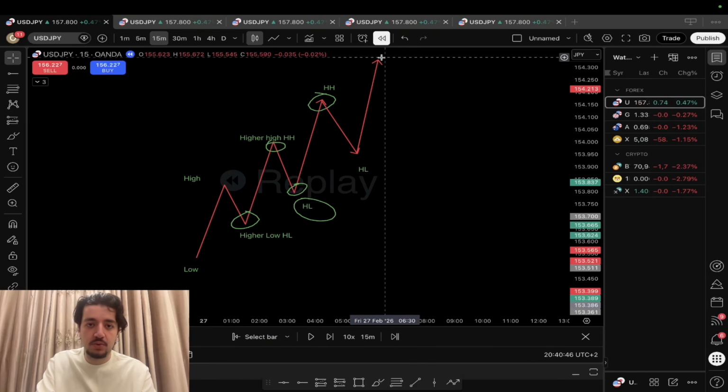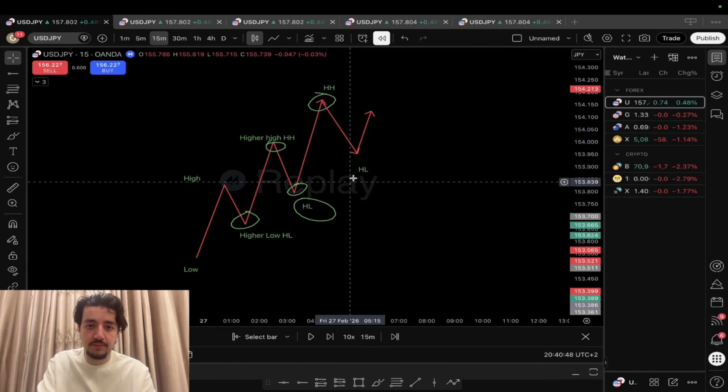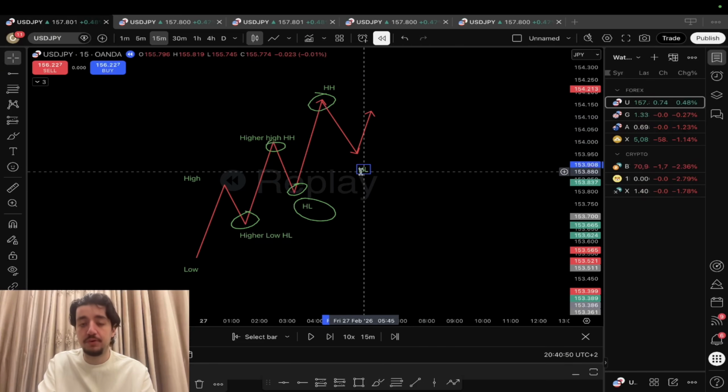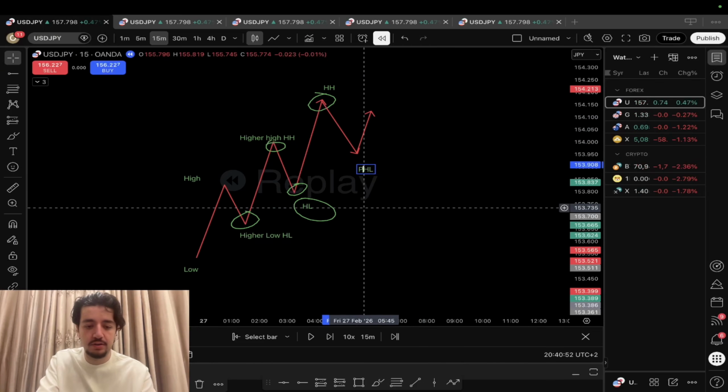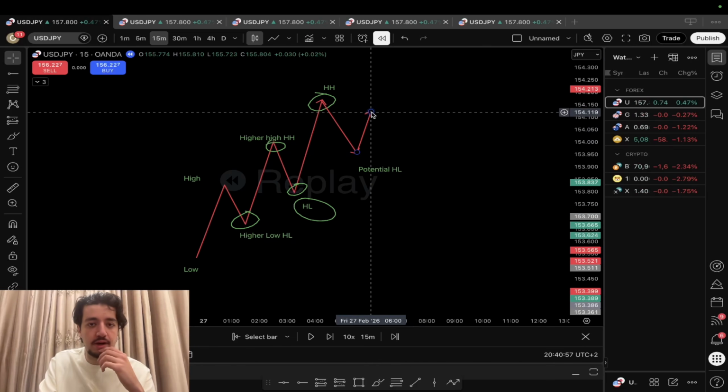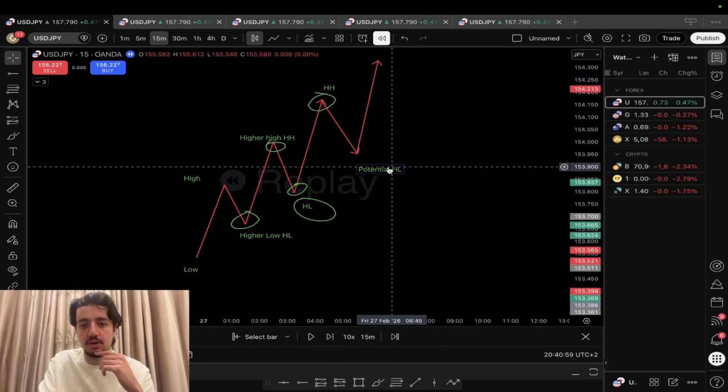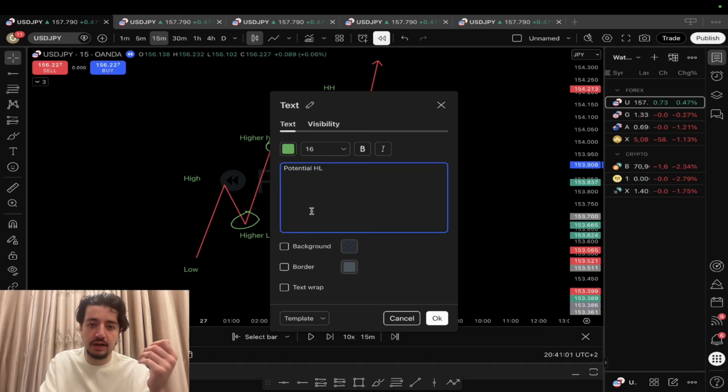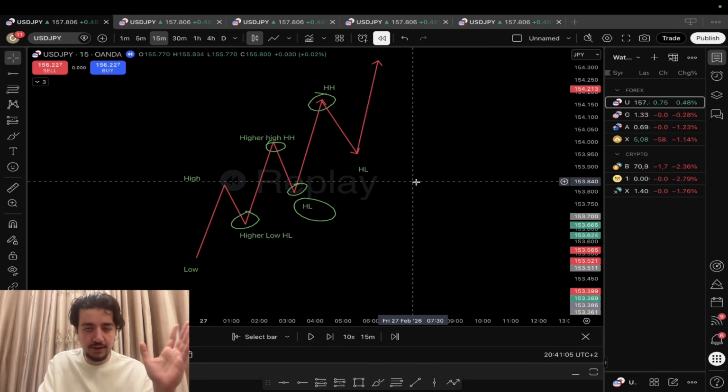Now, when it was here, what is this called? It's called potential higher low. And now it's called a confirmed higher low, or you could just call it a higher low. Got it? Very easy, very simple.